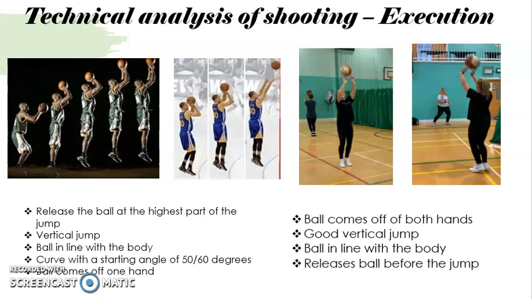Another key factor of jump shots is jumping vertically and landing in the same place. We can see this is being performed by both the technical model and Demi, just like how the ball is released in line with the body. As mentioned before, we can see that Demi is using both hands to throw the ball instead of it coming off one and being supported by the other.